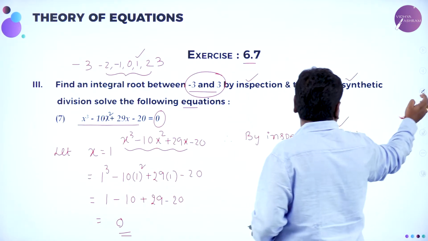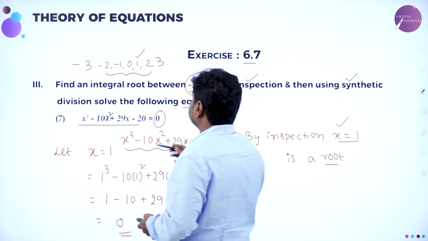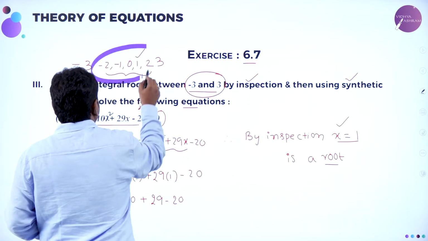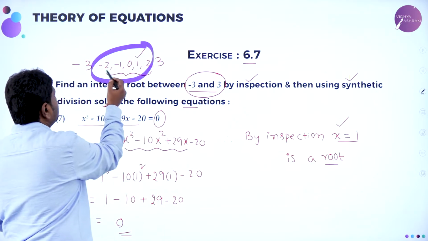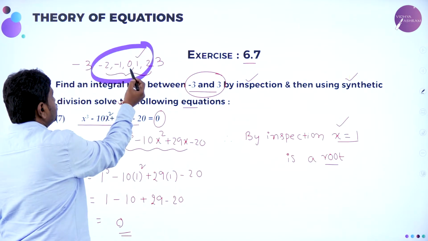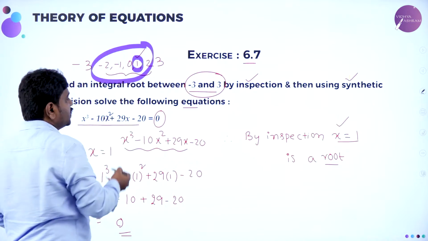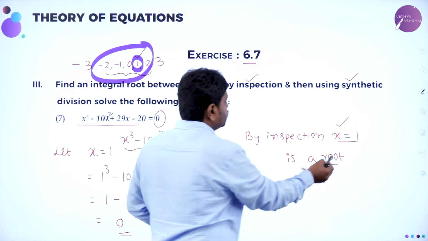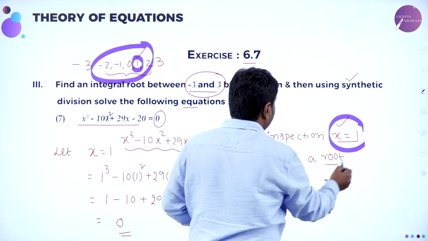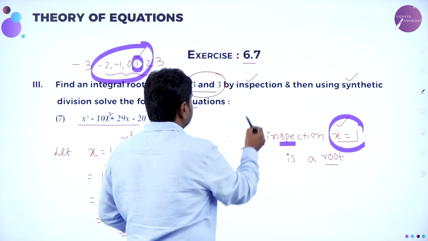So now what have we done? We have done inspection. Inspection means trialing with these values between minus 3 and 3. We have minus 2, minus 1, 0, 1. But 1 satisfies. So that's why we say 1 is one of the roots, and this root you obtained by inspection. And that's what they mentioned.